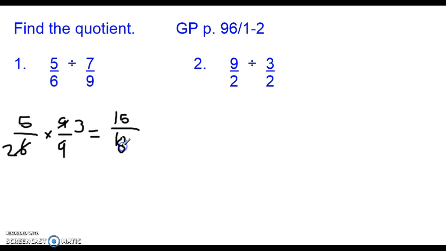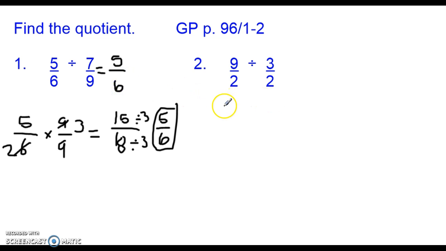Now for this, I could still divide out by 3. So I'm going to divide my numerator and my denominator both by 3. 15 divided by 3 would give me 5. And 18 divided by 3 would give me 6. So 5/6 divided by 7/9 equals 5/6.